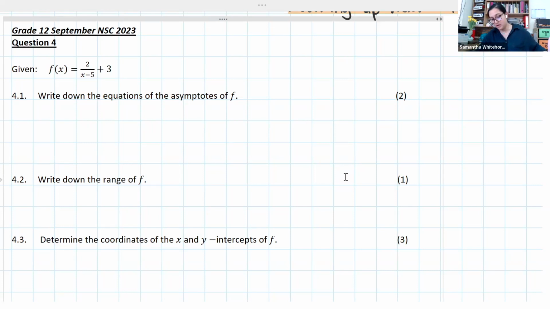So this was from last year, September. So the trial exams for September, for the matrics rather. And as I've said to you before, your functions questions are generally questions 4 to 6, sometimes 4 and 5, but generally 4 to 6. Question 1 is your algebra. Question 2 and 3 is your number patterns. Then you've got your functions, and then there's the finance, probability, and the other stuff that we're going to get to. So we've been given f of x is equal to 2 over x minus 5 plus 3.